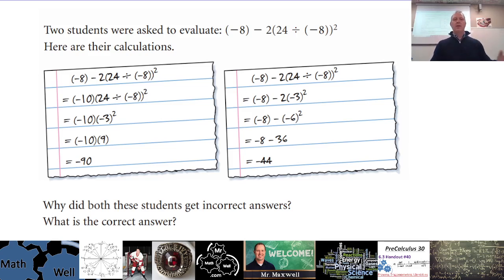Can anyone tell me why they got two different answers, where they did something different, or just tell me where one of them maybe went wrong? What are your thoughts? Yeah. On the first one, they just did left to right. Okay, first one you said they just did left to right. So they just did all of the operations as they appeared from left to right? That's what you're saying? Yeah.